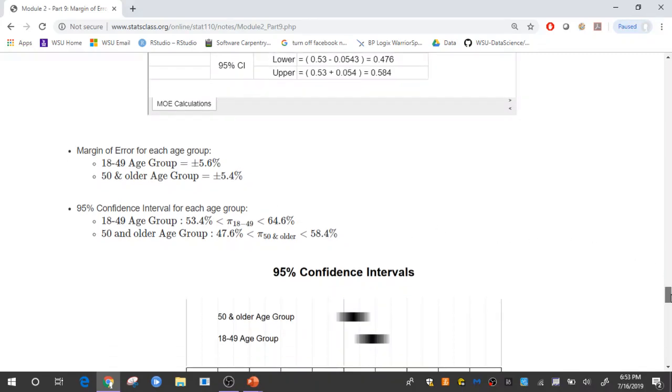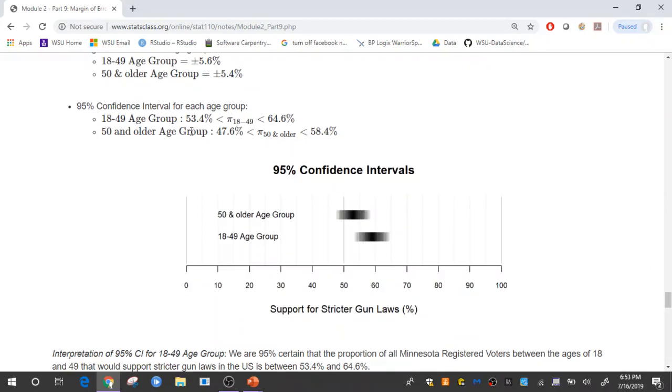If we look at the confidence intervals for each group, for the 18 to 49-year-olds, it goes from 53.4% up through 64.6%. So I've sketched those here on the screen as well. The bottom one is for the 18 to 49-year-olds, so that goes from 53.4 up through 64.6. For the older group, it goes from 47.6 up to 58.4.